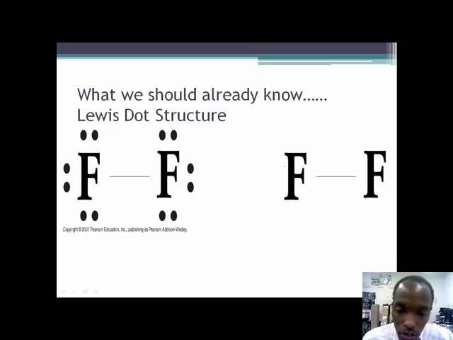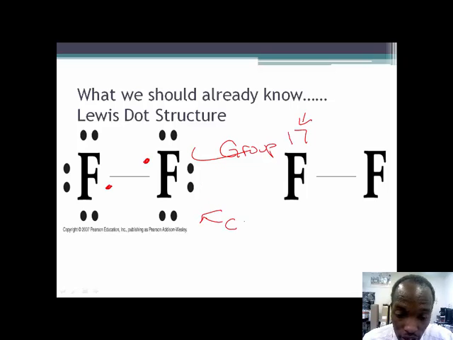Alright, so we did Lewis dot structures yesterday, and we know, for example, fluorine, which is in group 17, has 7 valence electrons: 1, 2, 3, 4, 5, 6. And this line represents that they share an electron. So this fluorine has an electron, this fluorine has an electron, and this line simply means that they're sharing their 2 electrons. And this is what we call a covalent bond, but we won't be talking that much about covalent bonds today.